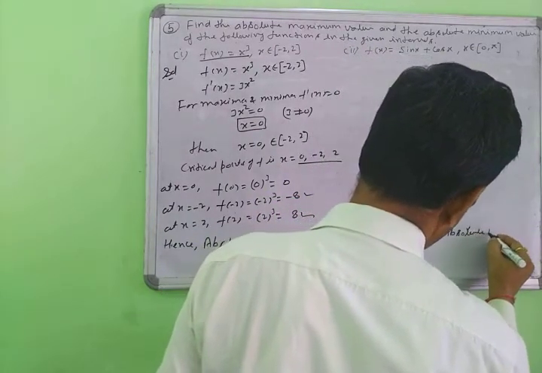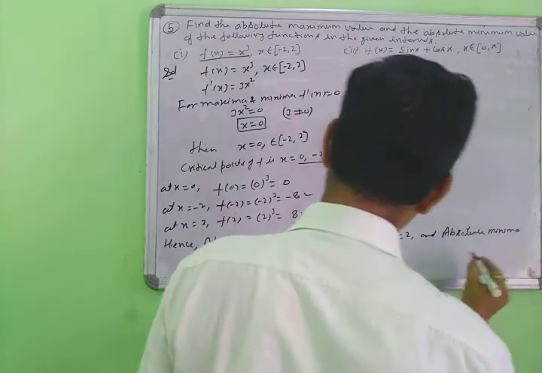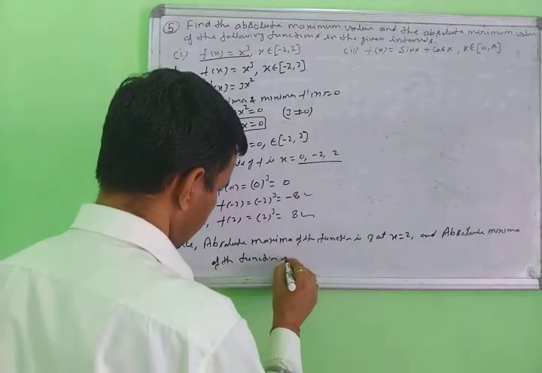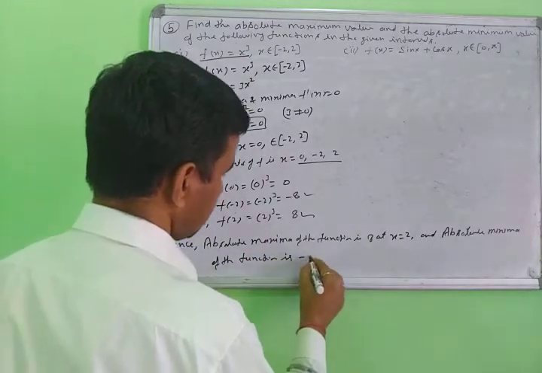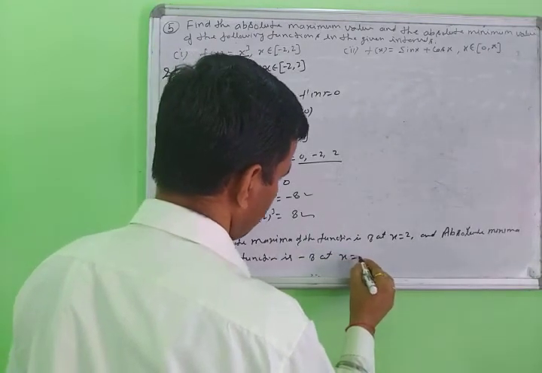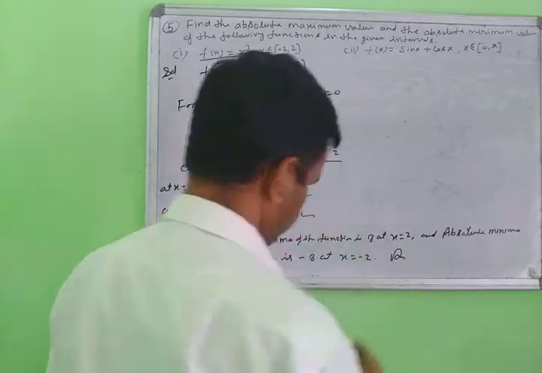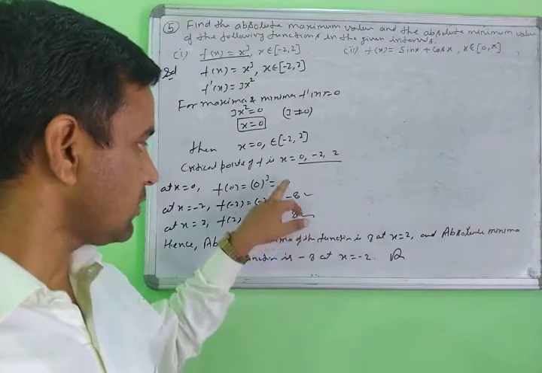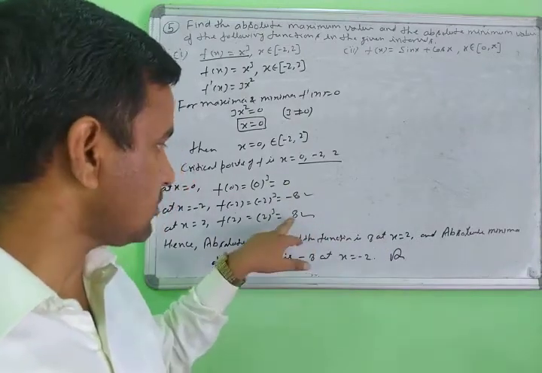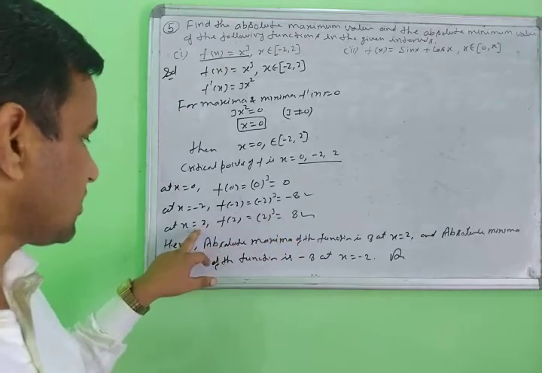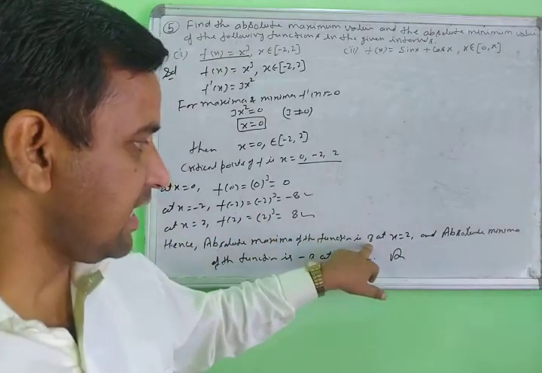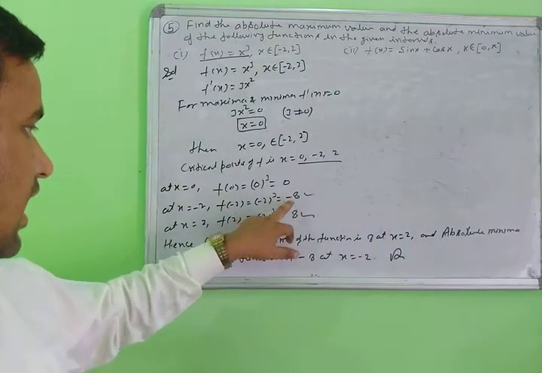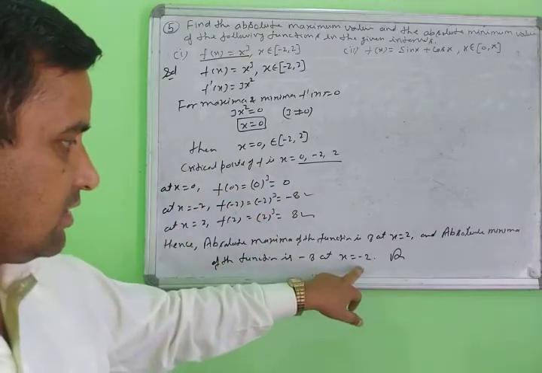And the absolute minima of the function is minus 8, at x equal to minus 2. This is your answer. It means you select the maximum value, this is the absolute maxima, and the minimum value, this is the absolute minima. At which point is the absolute maximum value? At x equal to 2, I am writing absolute maxima is 8 at x equal to 2. The minimum value of all is minus 8, at x equal to minus 2, so I am writing minus 2. Then this is your answer.